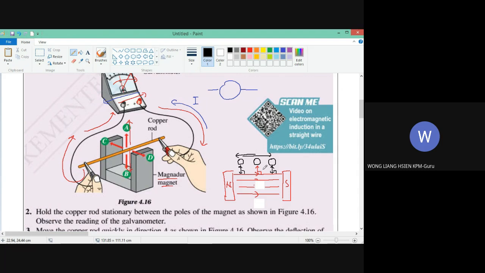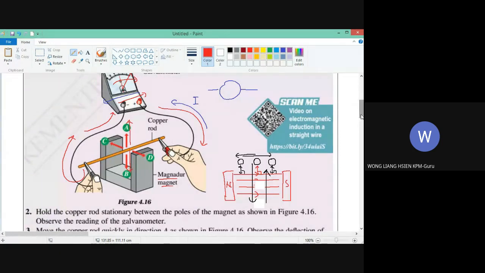Okay, no relative motion. So again, the easiest way to see whether there is relative motion or not is to see whether the conductor cuts the magnetic flux or not. If it cuts, that means it moves like this, cuts the magnetic flux, then definitely there is relative motion. And when there is relative motion, inside the copper rod there will be induced EMF, and then the induced EMF can produce induced current.